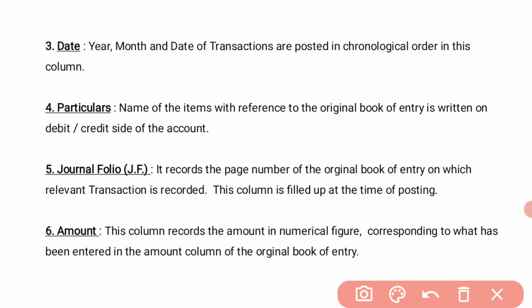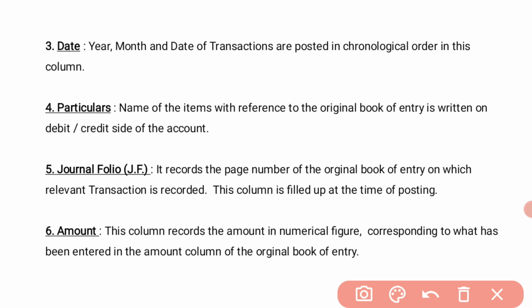Then particulars, in particulars column we have to write name of the items with reference to the original book of entry written on debit side or credit side of the account. So in particulars, whatever the recorded transaction in an original book of entry, means in journal entry, that transaction is to be debited or credited side, you should write the details of the particular transaction, that is called particulars.